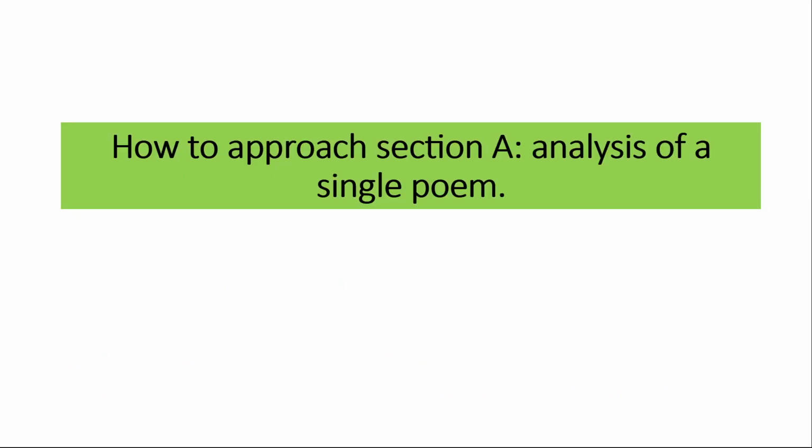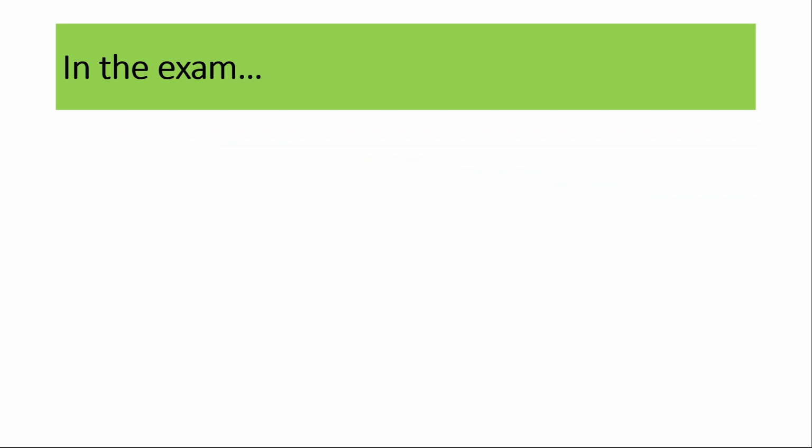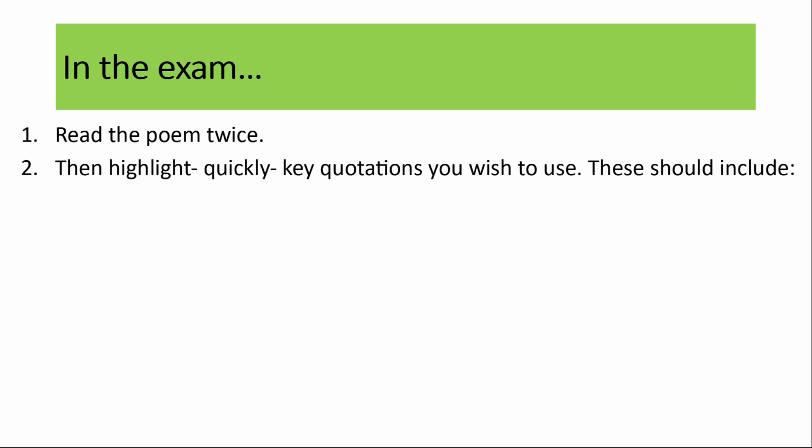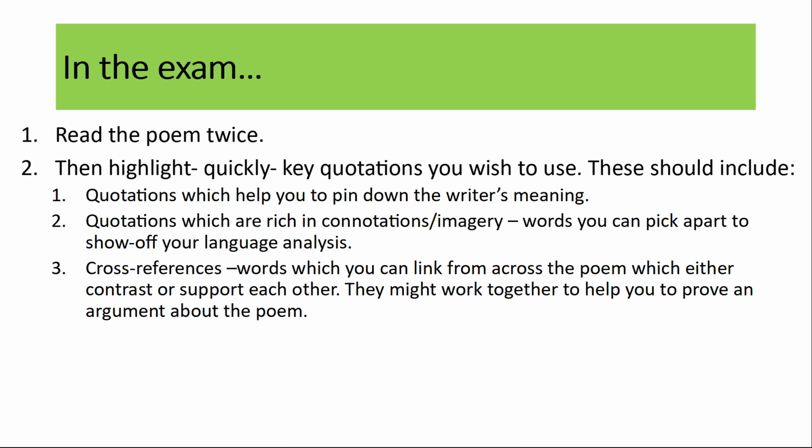Okay, so how to approach section A. So we're not going to do any comparison work today. We're just looking at the analysis of a single poem, which is worth 15 marks. So when you get into the exam, I would like you to read the poem twice, and you do need to read it very carefully. There could be one word in the poem that changes your entire interpretation. Please don't scan over it and miss it and then struggle to get into band 3. Okay, make sure you read the poem twice very carefully. When you've read it, highlight very quickly the key quotations that you wish to use. So there's some guidance there on your sheet for what a good quotation looks like.